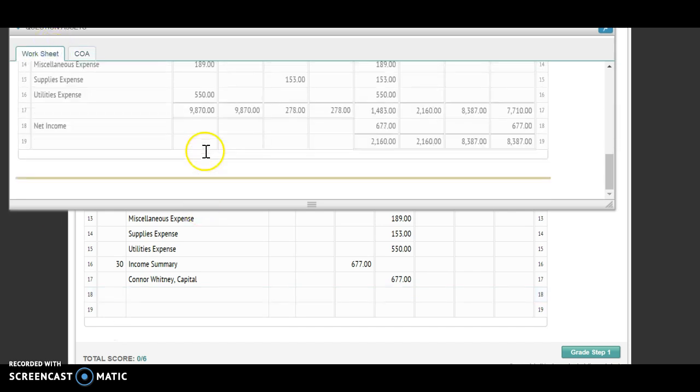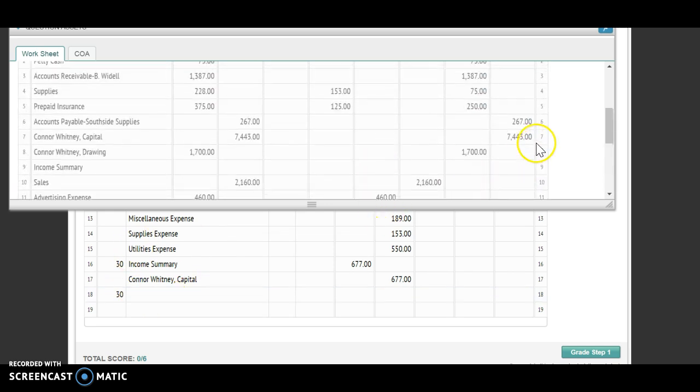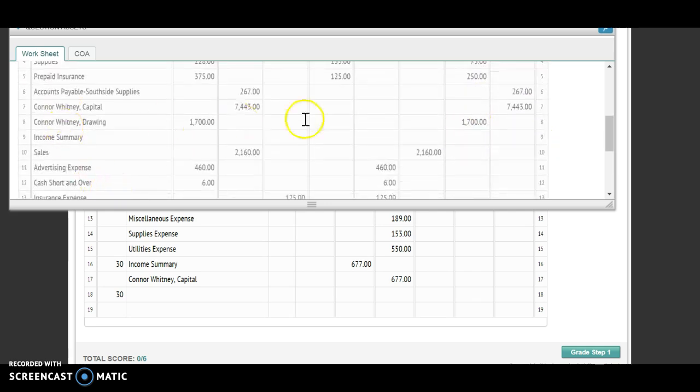Okay, my last closing entry then is I need to close my drawing account. So I'm going to put in the date there. And for this I need to look at my balance sheet columns. My drawing account is under my balance sheet. So it has a debit balance. So to close it, I need to credit that. And what I'm going to do is debit my capital account. So I'm debiting that for $1,700. I'm decreasing my capital because drawing decreases capital. And then I'm crediting drawing to close it.